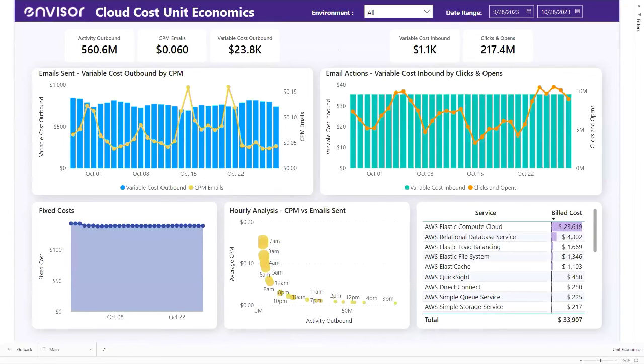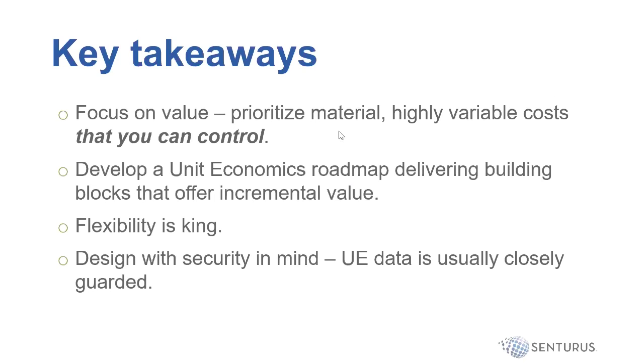All right, I am going to grab the screen back. So some of the key takeaways. As we talked about, trying to do unit economics is a bit like the proverbial story of how do you eat an elephant? It's one step at a time, or one bite at a time. We really talk about focusing on value. So prioritize material, highly variable cost that you can control. I did mention this earlier: if you have some costs that are, for the most part, near impossible to change, it doesn't make a whole lot of sense to spend time trying to better understand those. So focus on those costs that are variable that you can control.